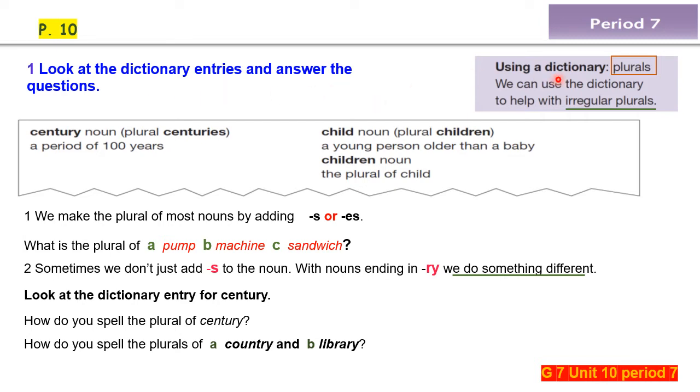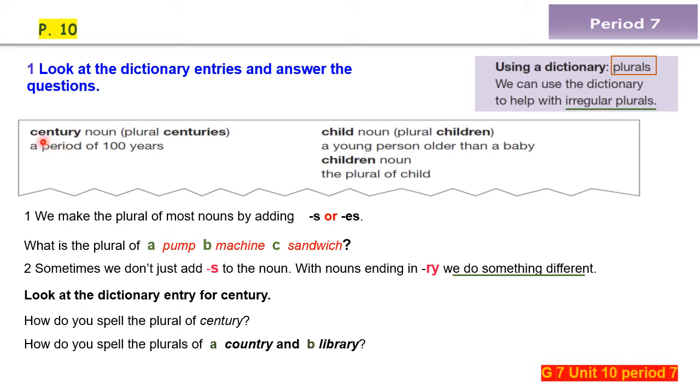Using a dictionary. Plurals. We can use the dictionary to help with the irregular plurals. The irregular plurals is a different type of plural. In general, when you want to form the plural of a word, you add s or es. But some words are different. They are irregular plurals. Look here.